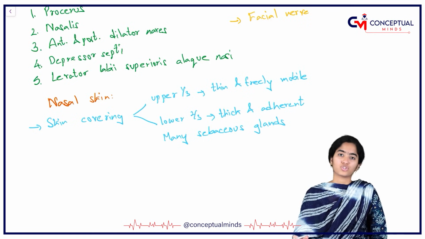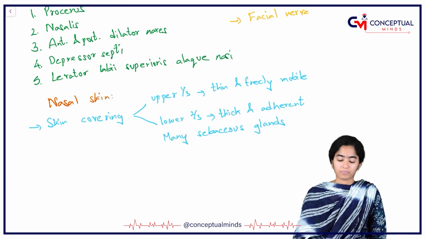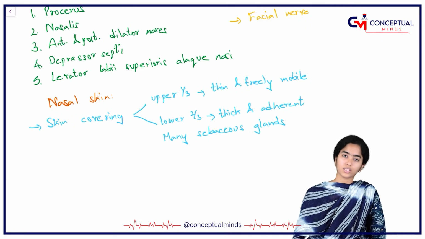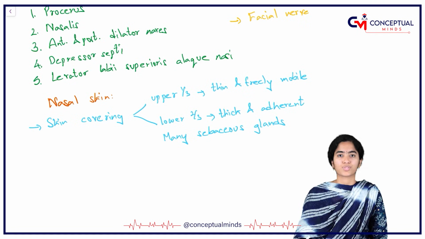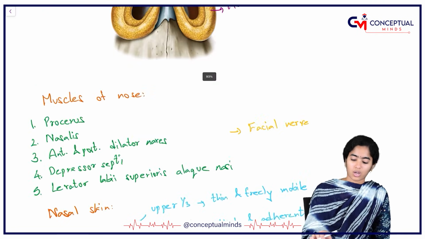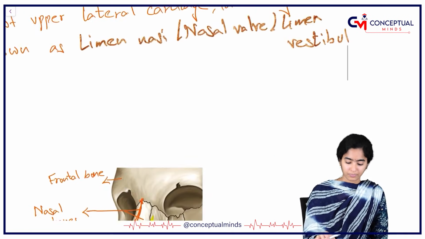Also there is a condition called potato nose where these sebaceous glands undergo hypertrophy. Anyway, let us learn about all the disorders affecting the external nose in the next video. This is all about the anatomy of the nose and a quick recap and revision.